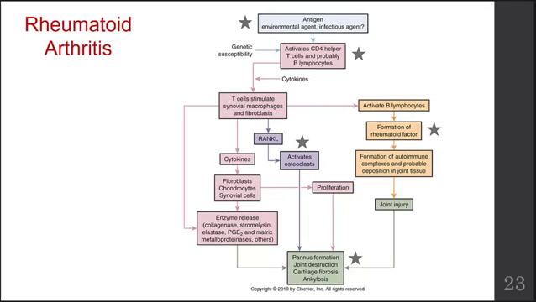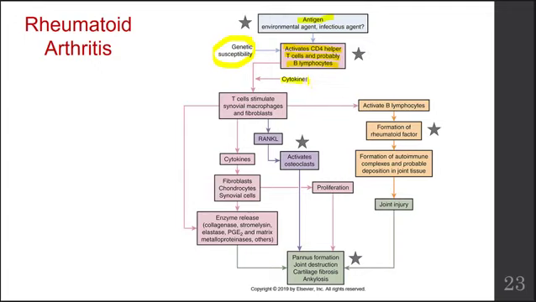Rheumatoid arthritis, we know, is an autoimmune disease, but it's an autoimmune disease of a genetically susceptible host that's triggered by some sort of unknown antigenic agent. It could be infectious, it could be environmental, who knows. But in any case, it causes the activation of CD4 helper T cells and probably B lymphocytes as well. And here you can see the genetic susceptibility and how it influences the activation of these cells.